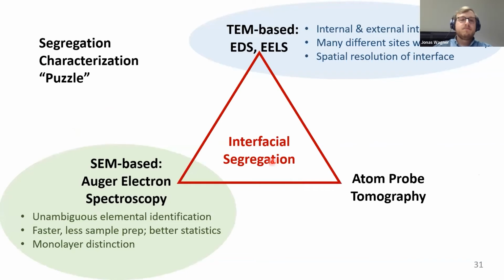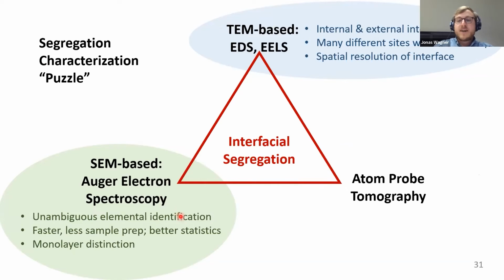Just so far about Auger. In the end, what contributes most to the analysis of interfacial segregation, and is very helpful in Auger, is that I have unambiguous elemental identification. I have not only the peak position as I would have in EDS or atom probe, I also have a very specific peak shape, which further helps to identify it.